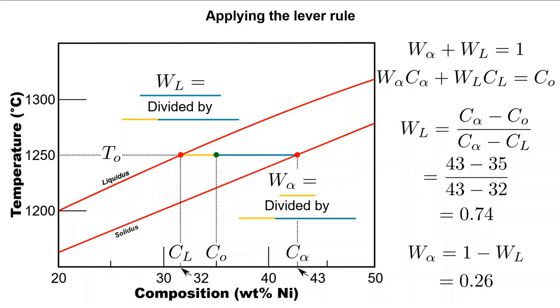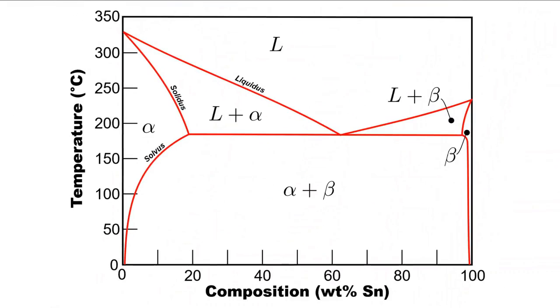The mass fraction of solid will be the remaining 26%. Note that we can somewhat validate our answer by inspection of the phase diagram at this point in composition. It is quite close to the liquidus line, and it would make sense that there would be more liquid than solid here. Let's now look at a more complicated binary system and the application of the lever rule.